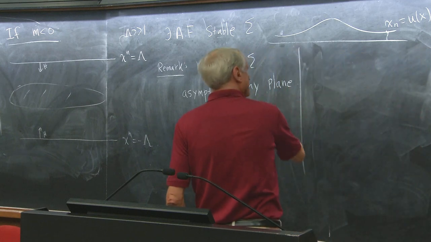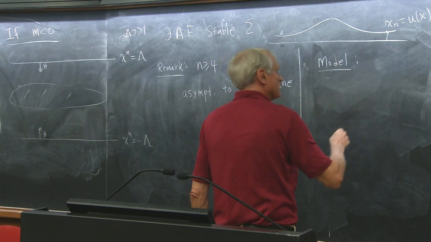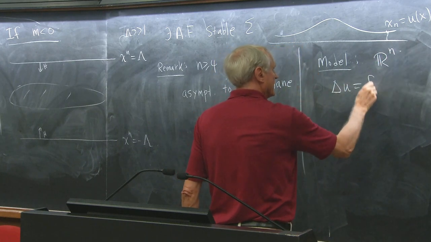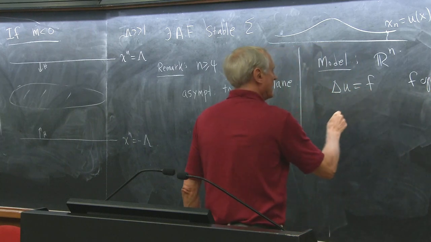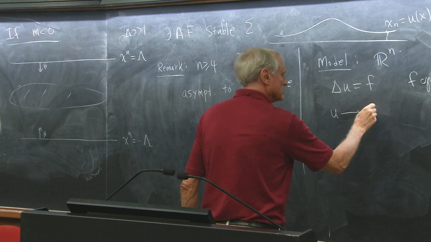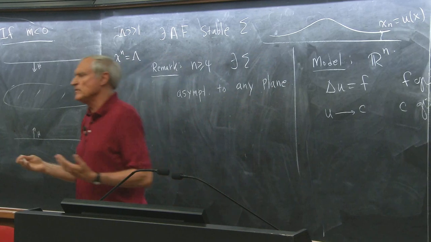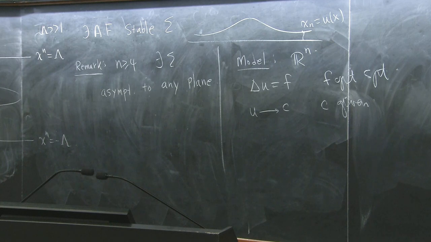Just to understand this, there's a model problem, which is quite simple. Suppose I wanted to solve on R^n, Laplacian u equals f, where f has compact support. And suppose I want u to be asymptotic to a constant, c, where c is given. Question is, can I do that? That's sort of what I'm trying to do, right? I'm trying to say that for any plane, I can construct this minimal surface. Well, it's not really the graph of a harmonic function, but near infinity, it's pretty close to that. So the question is, when can you do that?